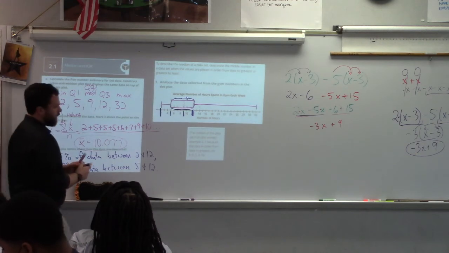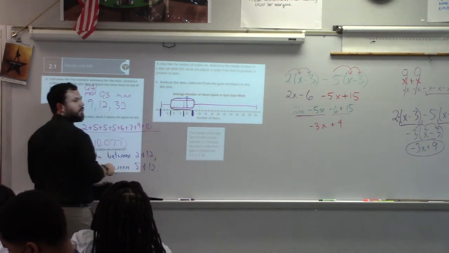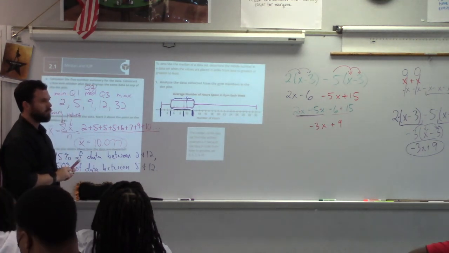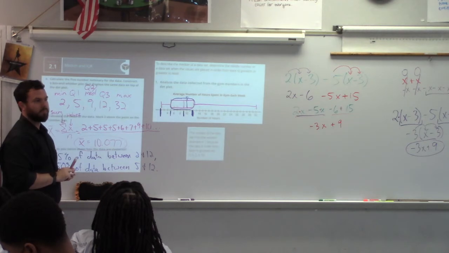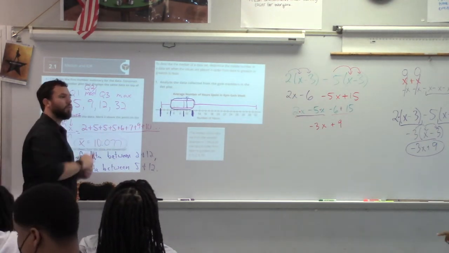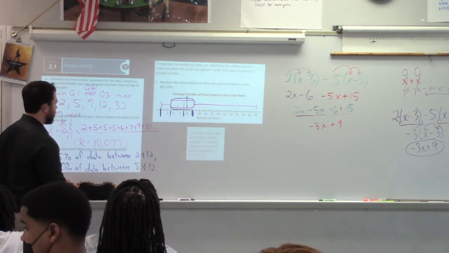Now I do want to point this out before we move on. Did y'all notice that the mean is a little bit to the right of the median? Why is that? Because it's skewed to the right. Remember, the mean is pulled in the direction of the skewness. It's not super far to the right, but it is pulled in that direction.